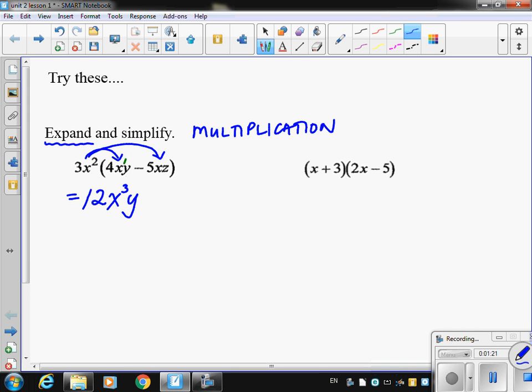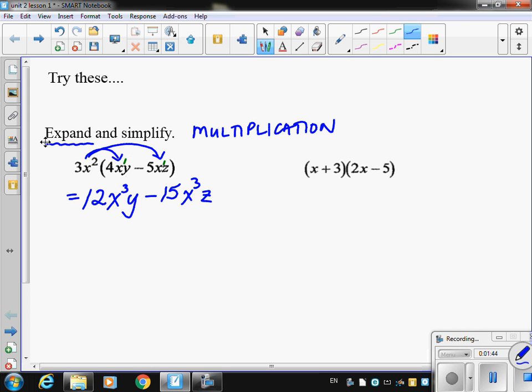My second term will be negative because I have positive 3x squared times negative 5xz. I do my numbers first, 15. X squared times x to the invisible 1 again. It's going to be x cubed. And then I have a z, and I have to write him again. I'm just going to put a little cross.